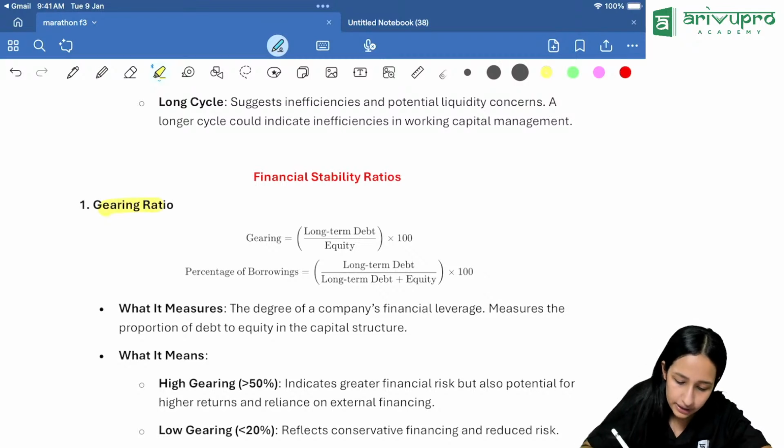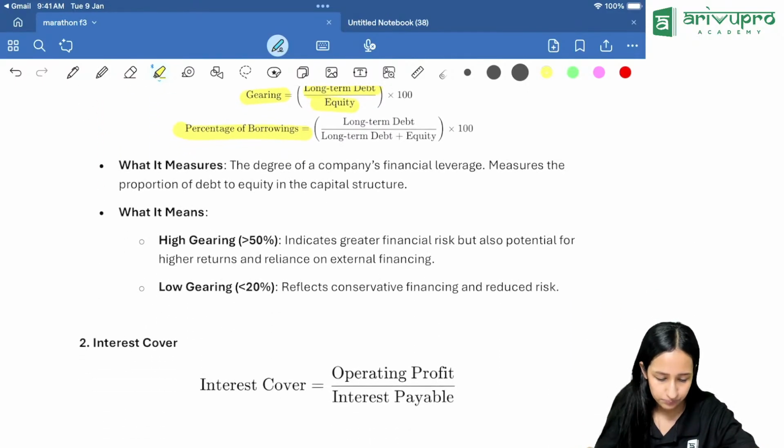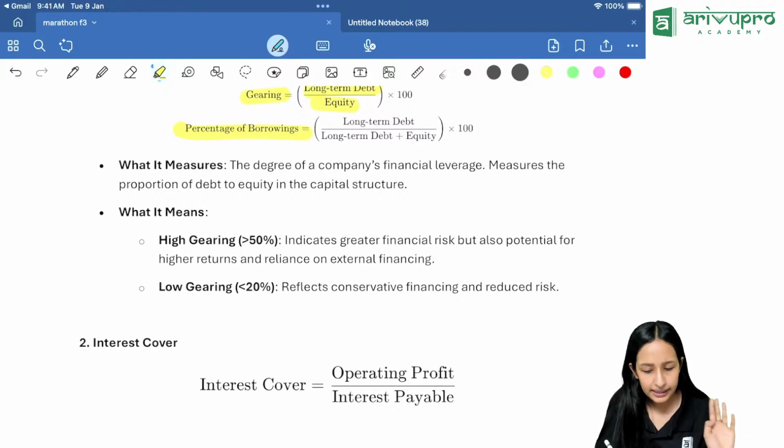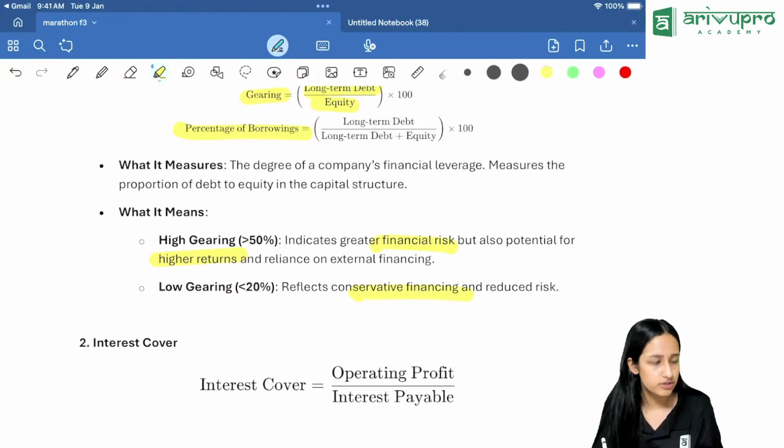Next, gearing ratio. You can calculate it in two ways: one is debt by equity, one is debt by debt plus equity. They will mention in the question whichever they want you to do. If it's high, that means more financial risk, but also you could get higher returns. Low gearing means conservative financing and reduced risk.